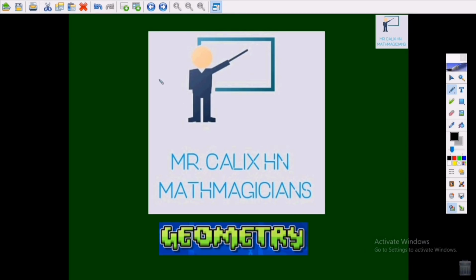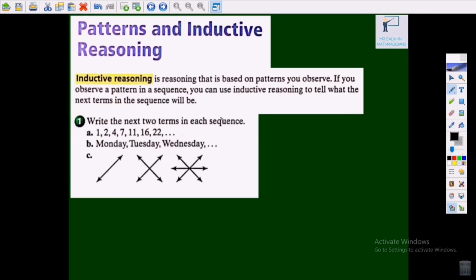This is our geometry course. Today we'll see patterns and inductive reasoning. Inductive reasoning is reasoning that is based on patterns you observe. If you observe a pattern in a sequence, you can use inductive reasoning to tell what the next term in the sequence will be. As an example, you have example 1 here.